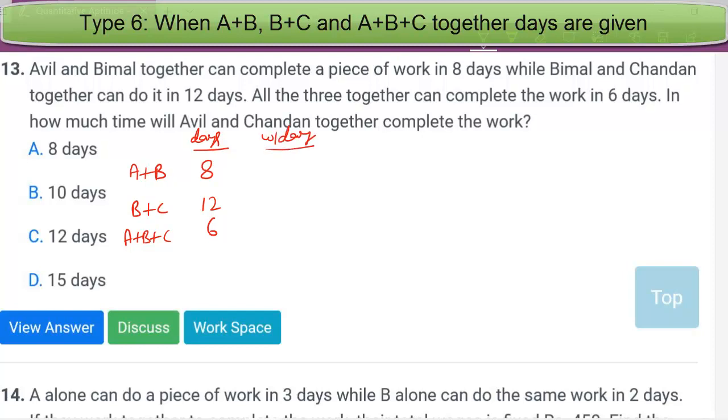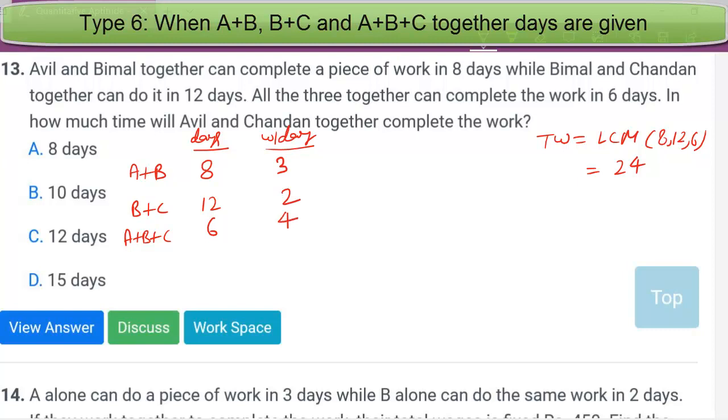So total work has to be taken as the LCM of 8, 12 and 6, which comes out to be 24. So A plus B is doing 24 by 8, that means 3 work per day. B plus C is doing 24 by 12, that means 2 work per day. And A plus B plus C, they are doing 24 by 6, that means 4 work per day, right?